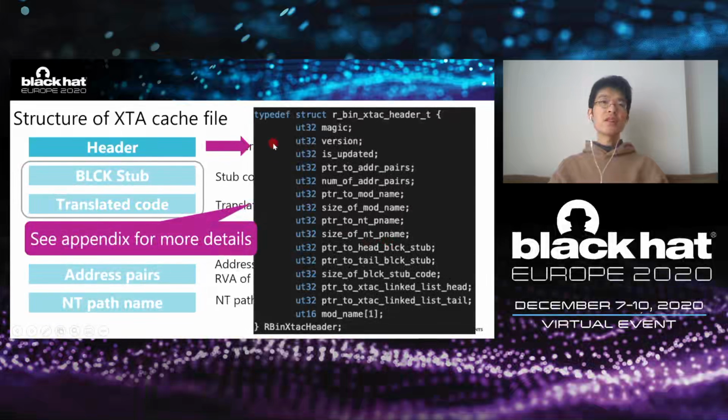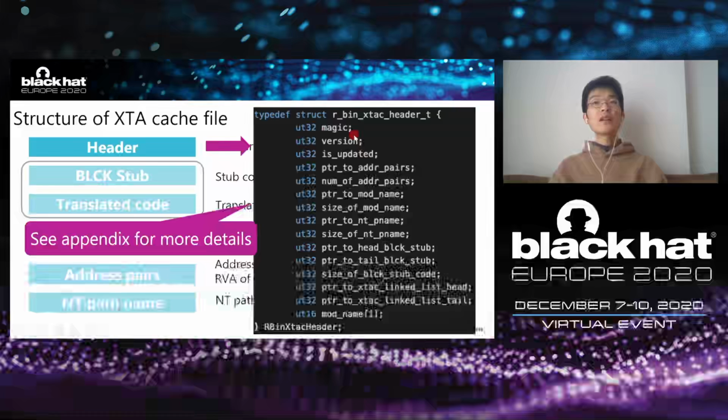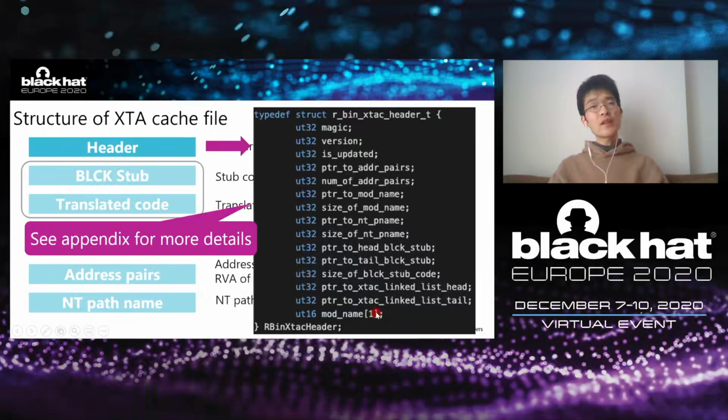Here I show the reverse engineering result of the XA cache file header. It contains a magic number, which is always XDAC, the file version, whether this cache file is updated or not, the offset to the following blocks, and the module name of the x86 application. I don't explain all of these members of this structure here, so for more details, see the appendix of this material.